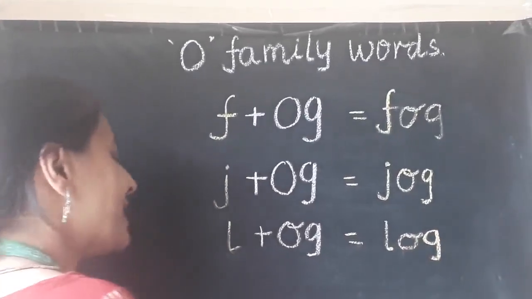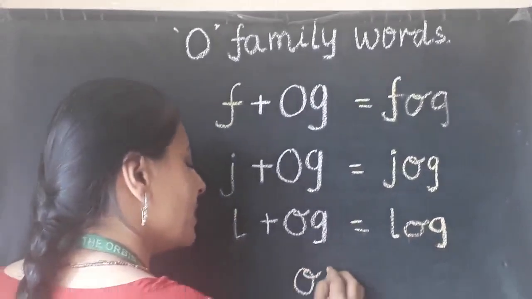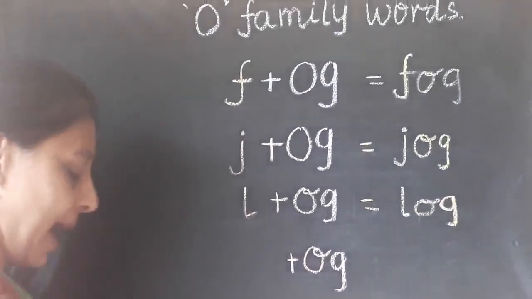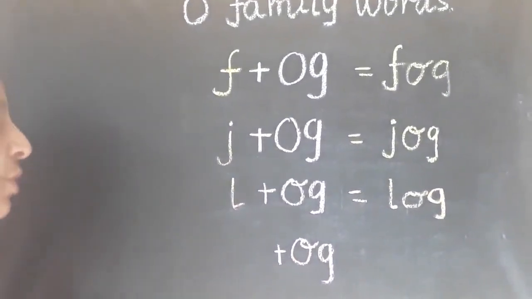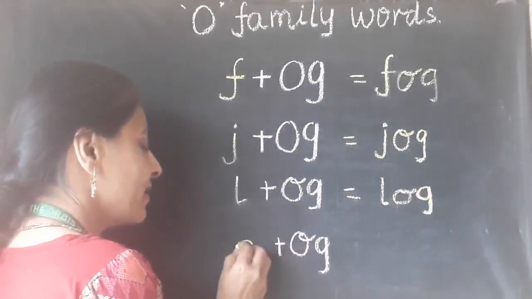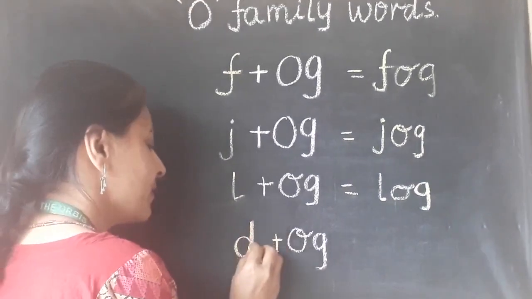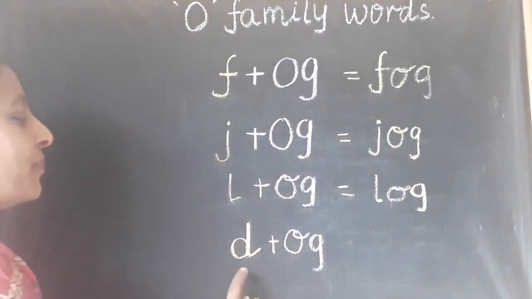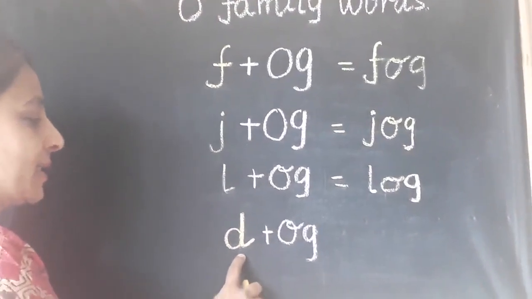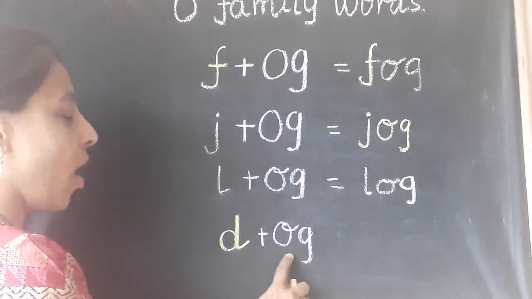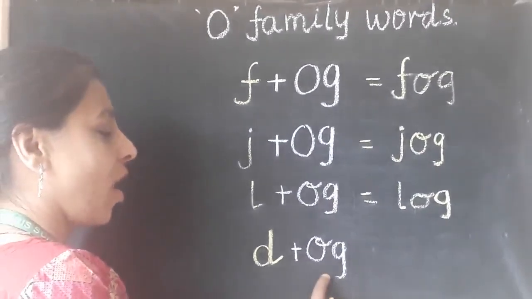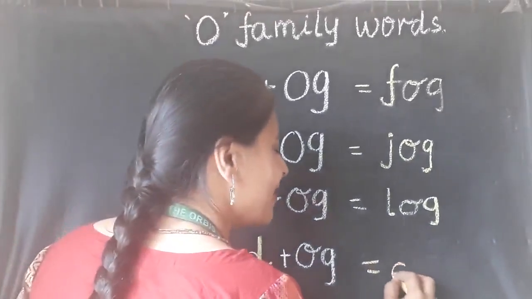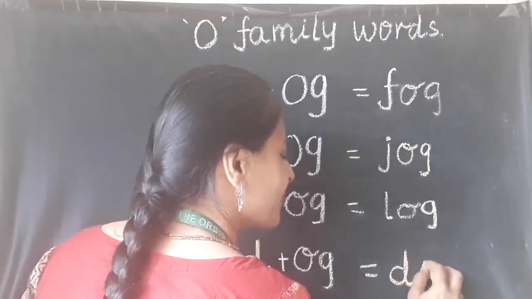Now, once again, we will see a word with og. And this time, I am going to add a letter. Which letter is this? Very good. D. D, right? So, D, og, dog. Very good. D, og, dog.